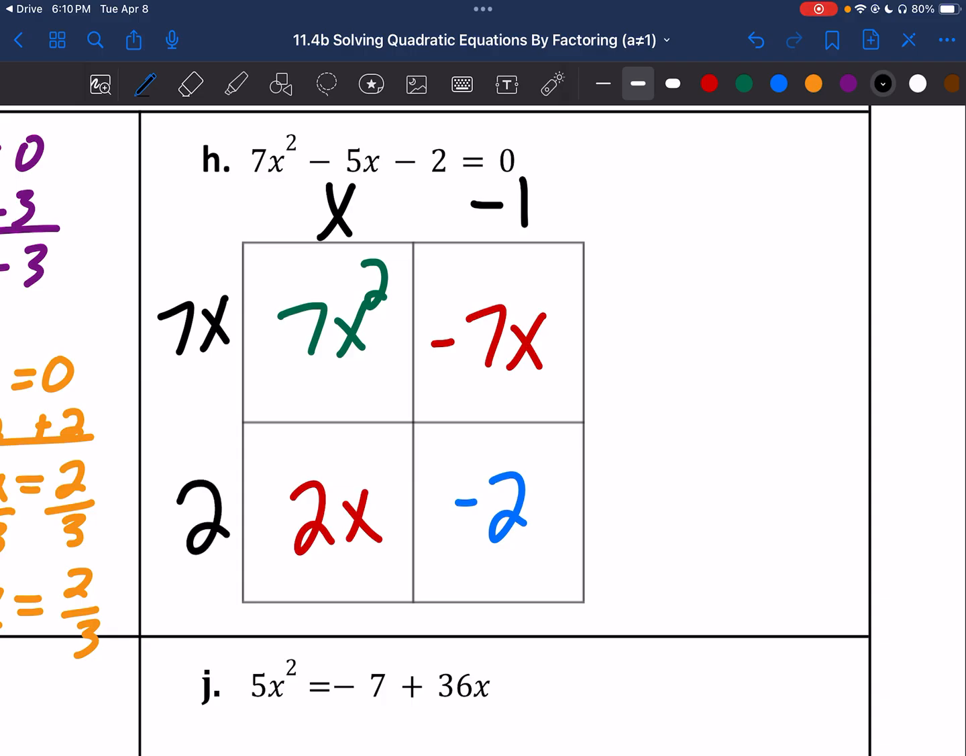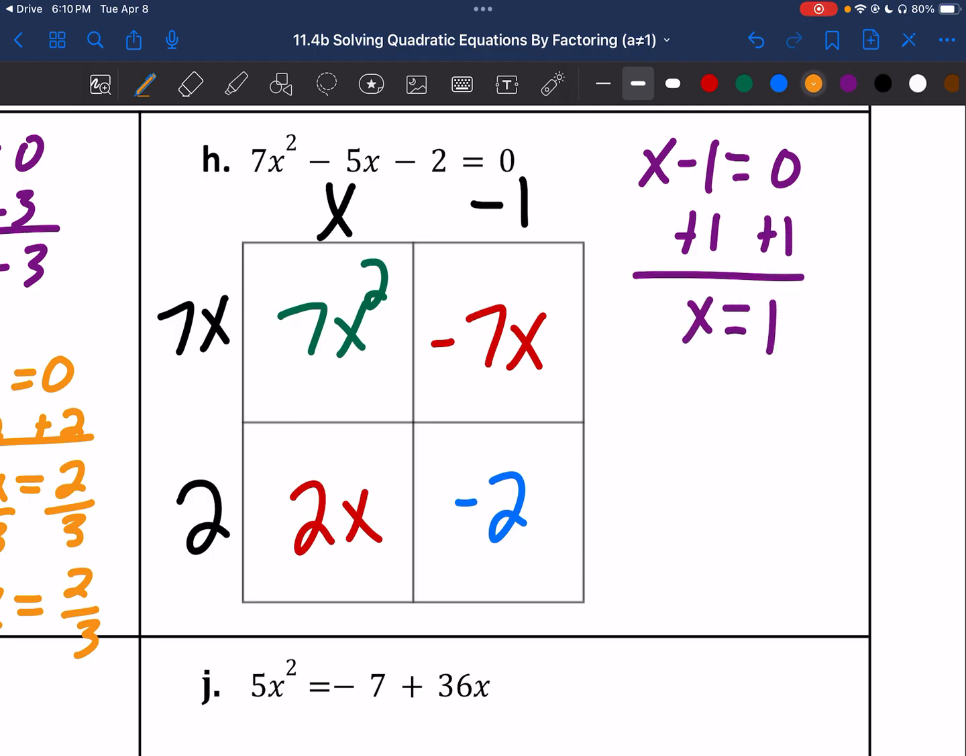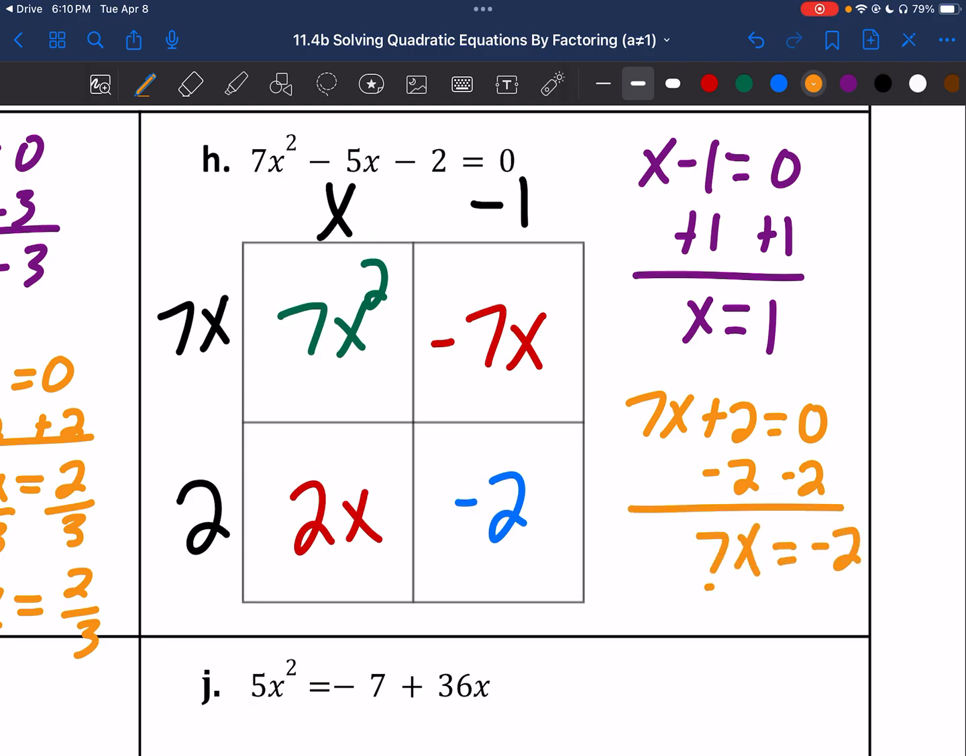So we're going to set this up. x minus 1 is equal to 0. We add 1 to both sides. x equals 1. My second one, we have 7x plus 2 equals 0. We subtract 2 from both sides. 7x equals negative 2. Divide by 7. x equals negative 2/7.